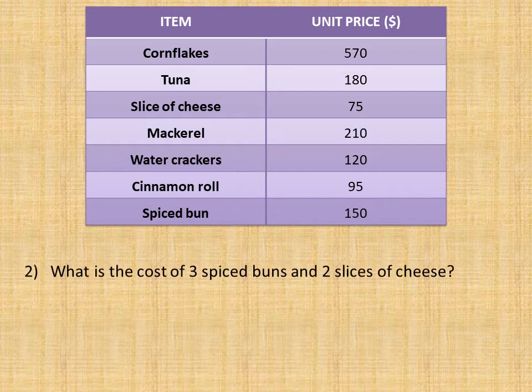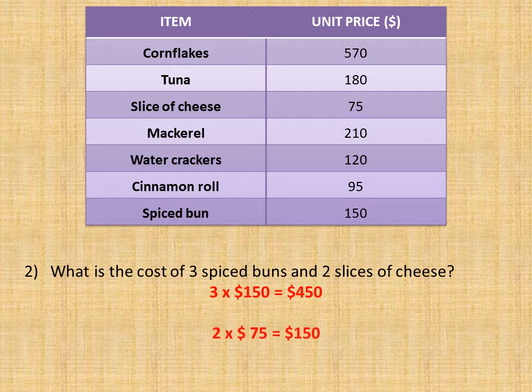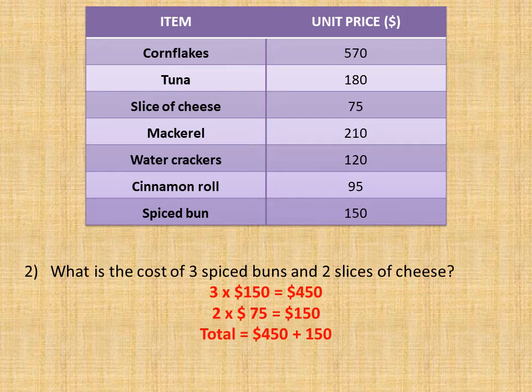Next question. What is the cost of 3 spice buns and 2 slices of cheese? We're going to use the same formula. There are 3 spice buns, right? So we're going to multiply that by 150, the unit price, and we get $450. There are 2 slices of cheese, so we're going to multiply that by the unit price, which is $75, and we get $150. Then we're going to add it. All right, add those prices and we get $600.